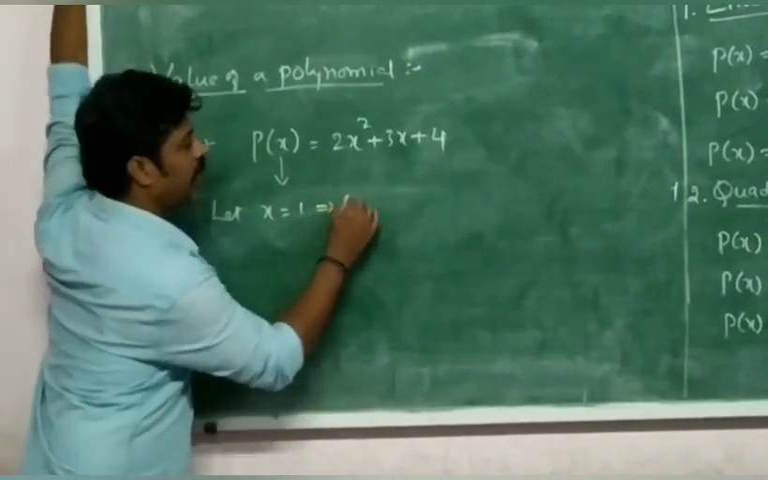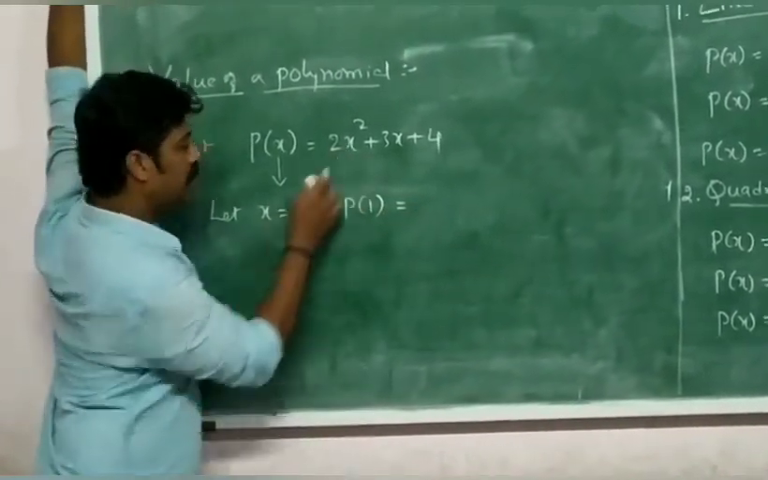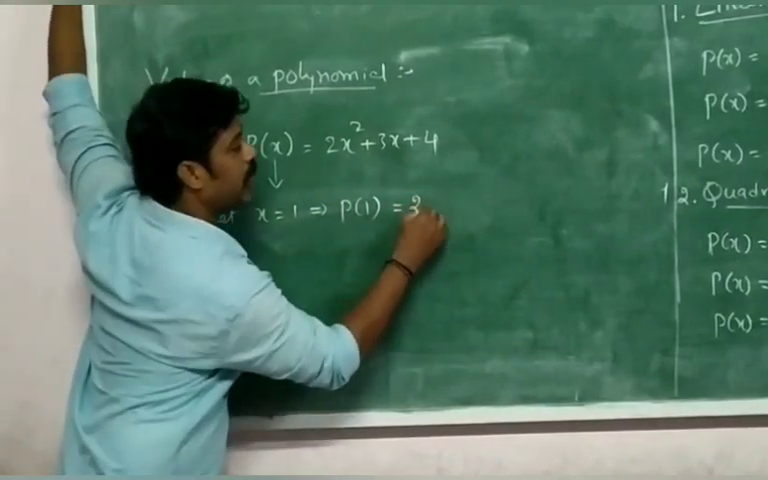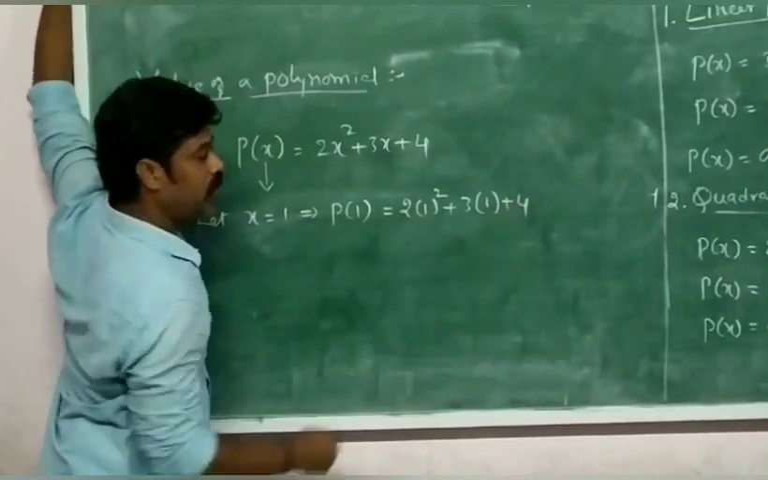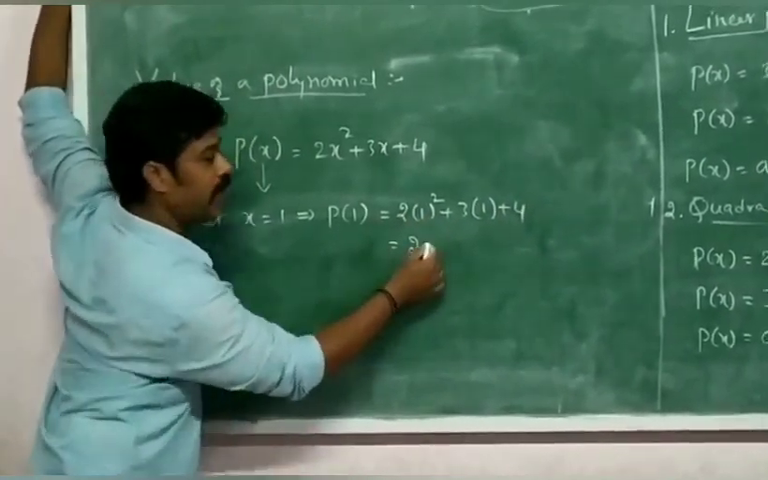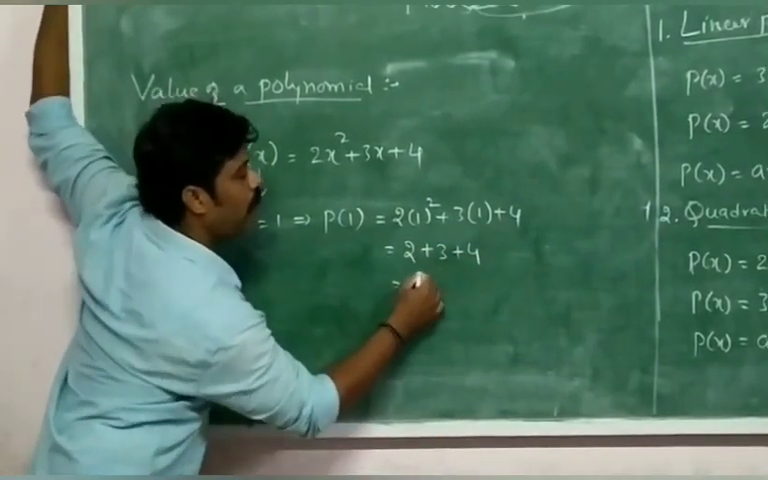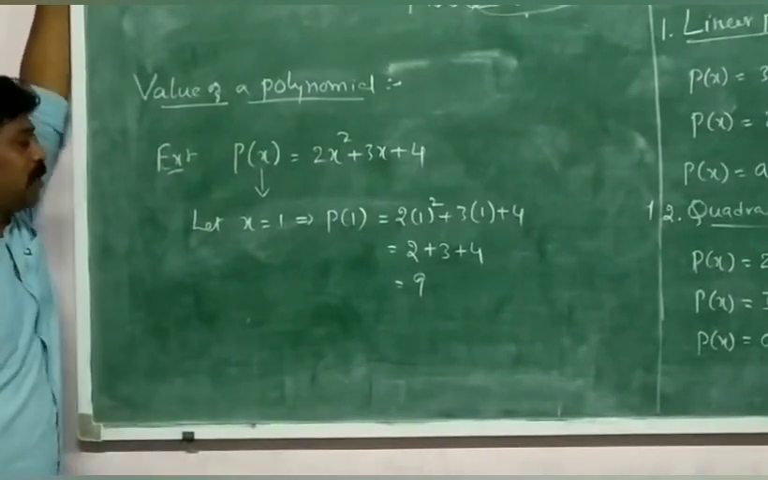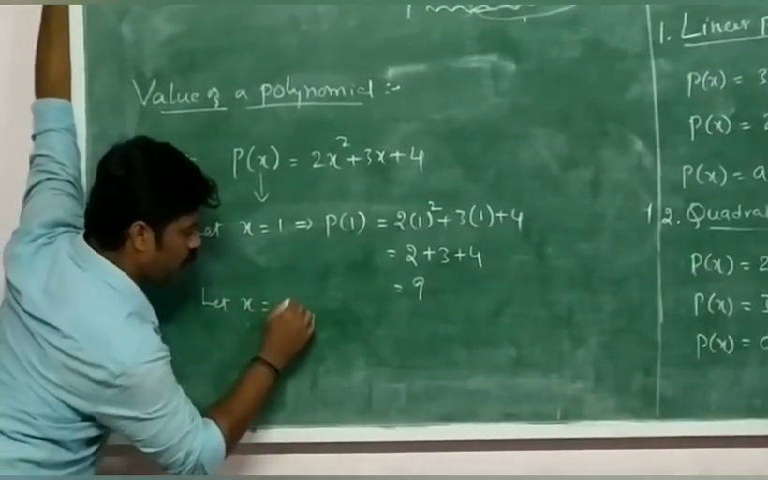Then p of 1 is equal to, in place of x we have to substitute 1, so 2 into 1 square plus 3 into 1 plus 4, which is equal to 2 into 1 square is 1, so 2, plus 3 plus 4. So how much will we get? 9.